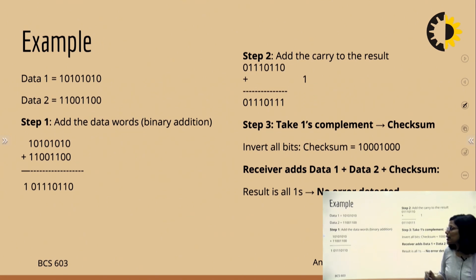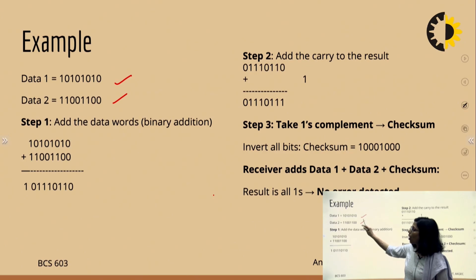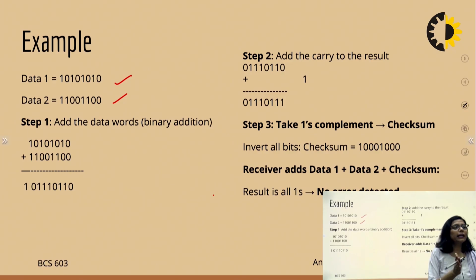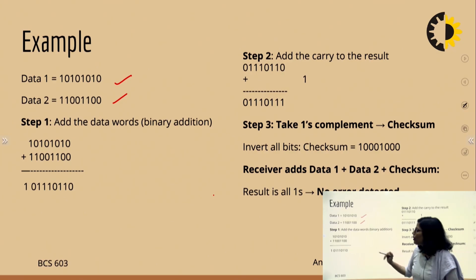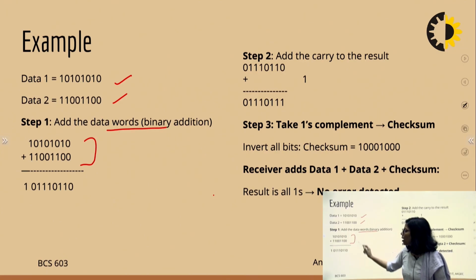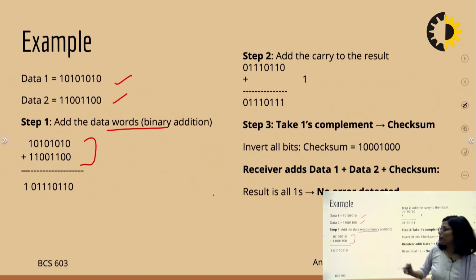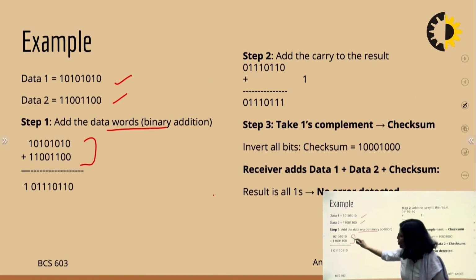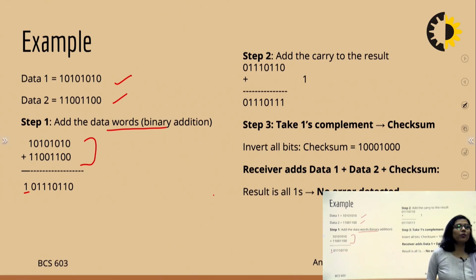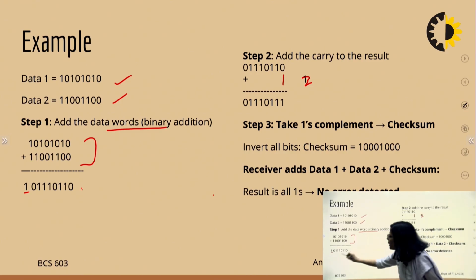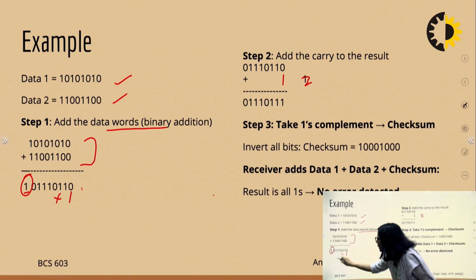Now, let us see. We have data 1 and data 2. These are not different data types; these are just one message. What I have done is divided them into different blocks. Now I will add the data words like this. The addition is very simple, the normal addition that we do. 0 plus 0 is 0, 1 plus 0 is 1, 1, and at the end I get one extra bit. What I will do with that extra 1 bit is add this extra carry bit to this value, and we add them, right?